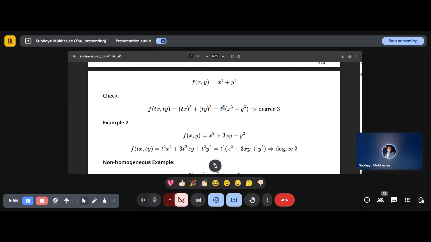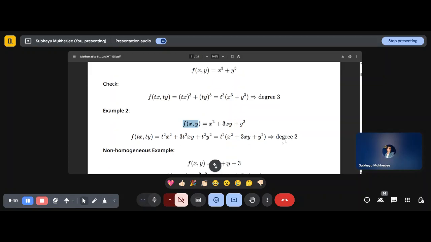Now what if you multiply the entire thing by t? So f of tx comma ty equals t squared x square plus 3t squared xy plus t squared y square. If you take t square common, you again get f of x, y only. So its degree is 2.